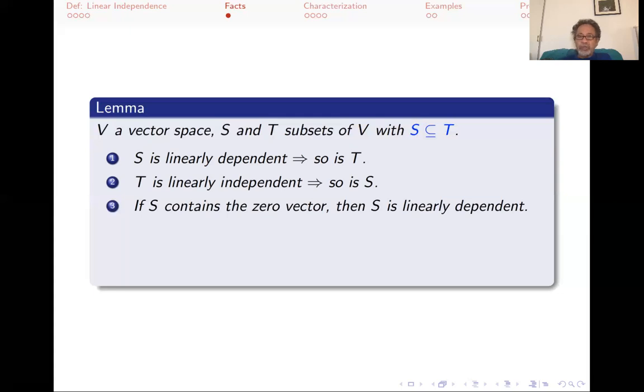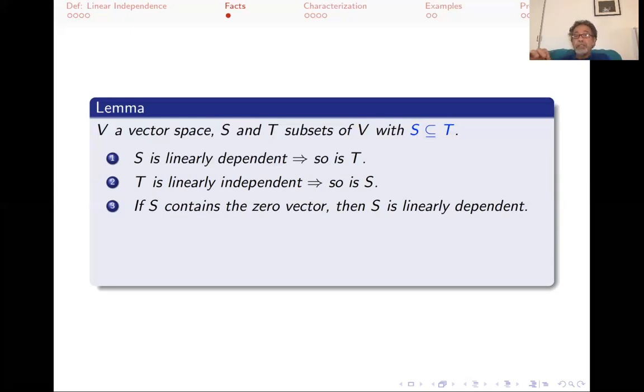Here's another curious fact. If S happens to contain the 0 vector, then it's automatically dependent. The 0 vector ruins any set. As soon as you've got the 0 vector in there, it can't possibly be independent. This is very different than, for example, when we were trying to find whether something is a subspace or not, and it had to include the 0 vector. If a set contains the 0 vector, it's automatically linearly dependent.